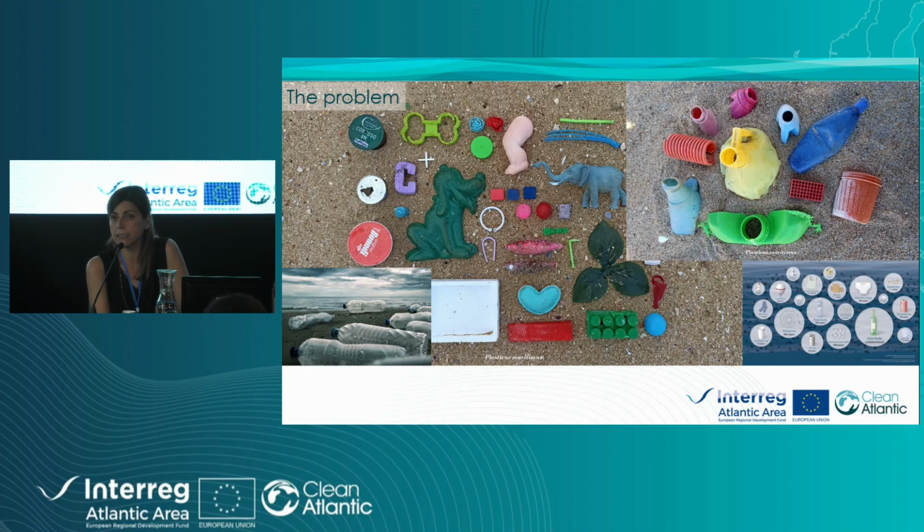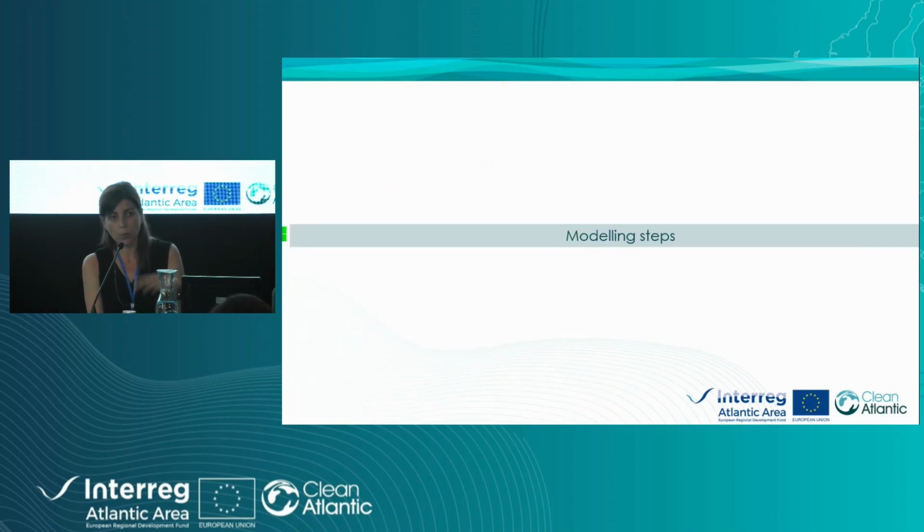As you know, there are thousands of plastic particles, all of them different sizes, different densities, different compositions, and all these characteristics determine how this litter is going to be transported around the ocean. So modeling this pollution is a challenge. What's the modeling strategy?